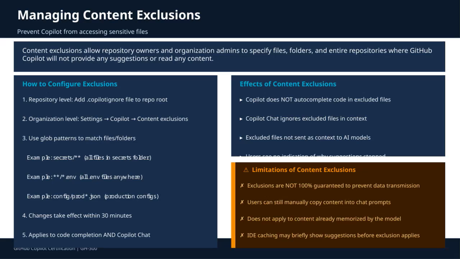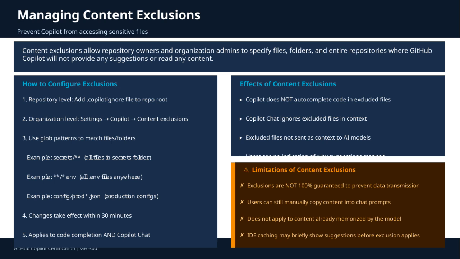When managing content exclusions with GitHub Copilot, the main goal is to prevent Copilot from accessing sensitive files. This feature is especially important for repository owners and organization admins who want to control where and how GitHub Copilot provides suggestions. Content exclusions let you specify certain files, folders, or even entire repositories where Copilot will neither provide autocomplete suggestions nor read any content.